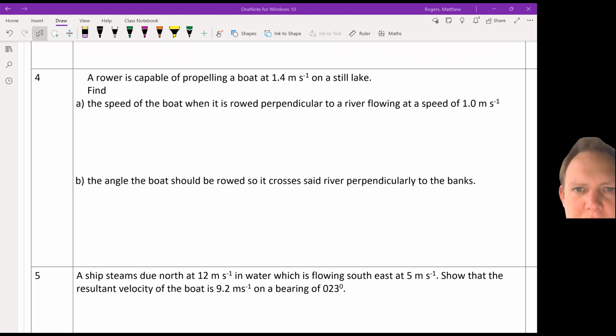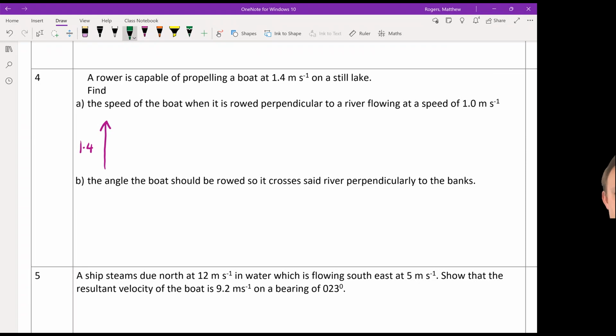Question 4 says a rower is capable of propelling a boat at 1.4 meters per second on a still lake. Find the speed of the boat when it is rowed perpendicular to a river flowing at a speed of 1 meter per second. So we want to draw a vector diagram to show this idea. We're going to show the speed of the rower and the speed of the river perpendicular to the rower. Those are both speeds in meters per second.